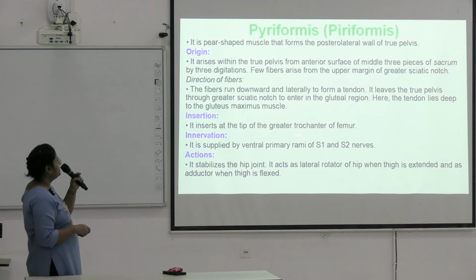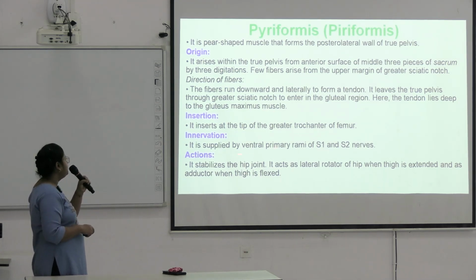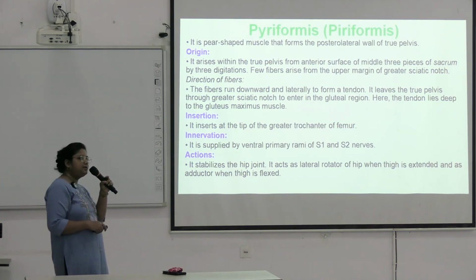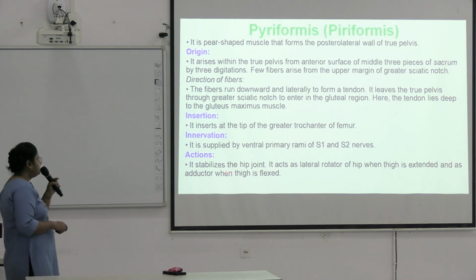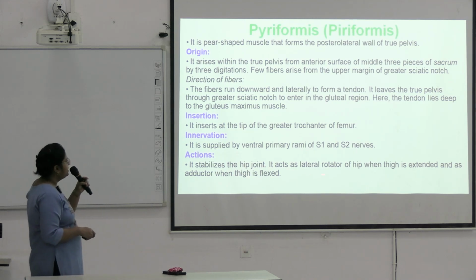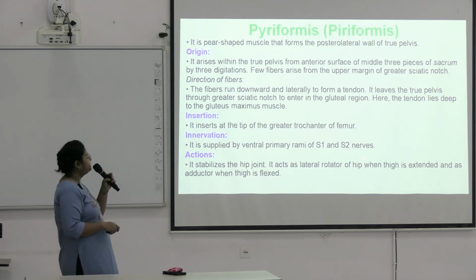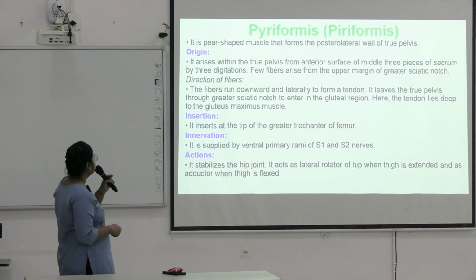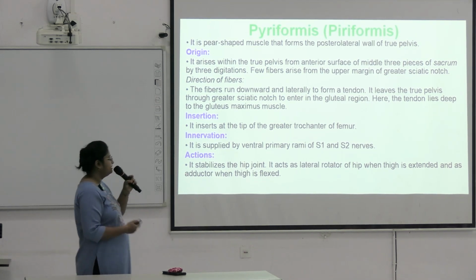It inserts at the tip of the greater trochanter of femur. Innervation: it is supplied by ventral primary rami of S1 and S2 nerves. Action: it stabilizes the hip joint, acts as a lateral rotator of the hip when the thigh is extended, and as an abductor when the thigh is flexed. This is the action of the piriformis.